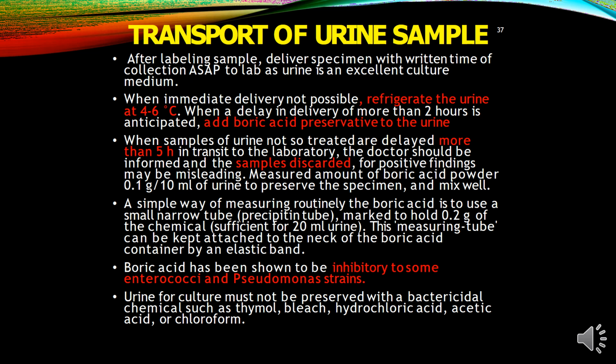Use a measured amount of boric acid powder, 0.1 gram per 10 ml of urine, to preserve the specimen and mix well. A simple way of measuring routine boric acid is to use a small narrow tube, that is the precipitant tube, marked to hold around 0.2 gram of the chemical. Boric acid has shown some inhibitory action to enterococci and pseudomonas strains. Urine for culture must not be preserved with bactericidal chemicals such as thymol, bleach, hydrochloric acid, acetic acid, and chloroform.